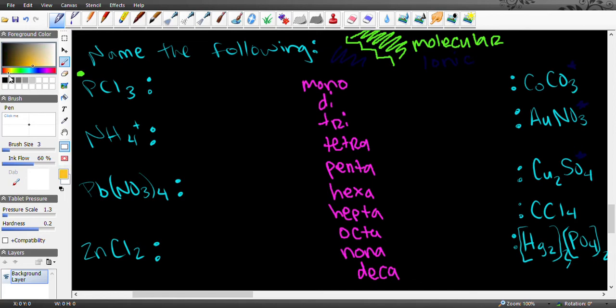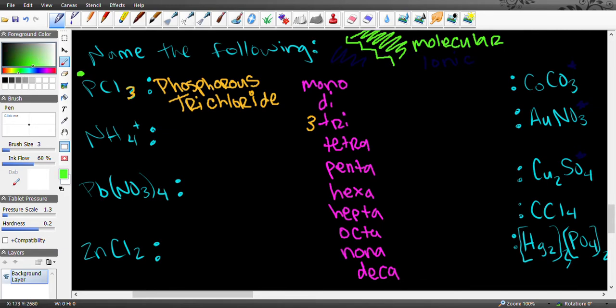So you don't put the mono on the first thing because the only time you're going to put a prefix is if it's more than one of something. So we're going to say phosphorus, and since there's a 3 here, that's going to be the tri, trichlor, and then instead of saying trichlorine, you do just like you would do if you're talking about sodium chloride, potassium bromide. You're going to go IDE. So this one would be phosphorus trichloride.